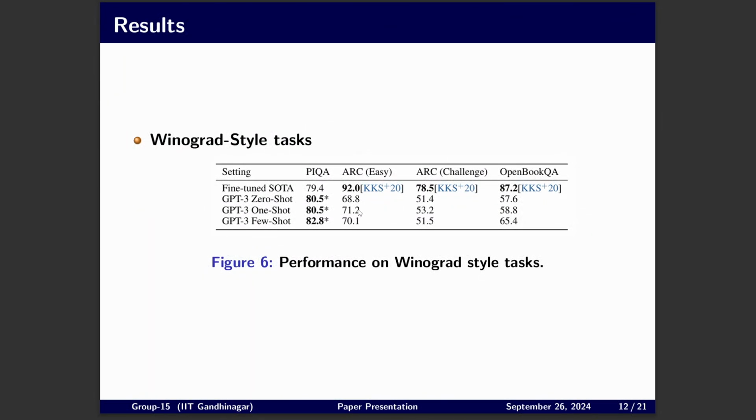Winograd style tasks are where a model is given a sentence and it is supposed to identify which noun a given pronoun relates to most. Here, as we can see, GPT-3 performed better on the PIQA dataset. But as we can see by the asterisk, it had the same problem as the TriviaQA dataset, that the authors found some data contamination. For all the other datasets, the state of the art fine-tuned models perform better than GPT-3.